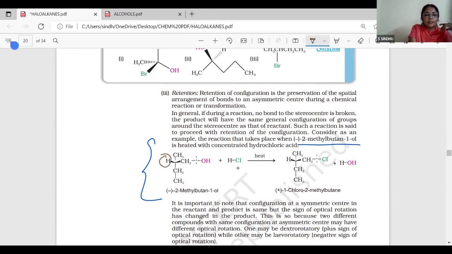H here, methyl group here, methyl group here, CH2OH here. So this particular carbon is chiral, right? It's an asymmetric center, optically active.